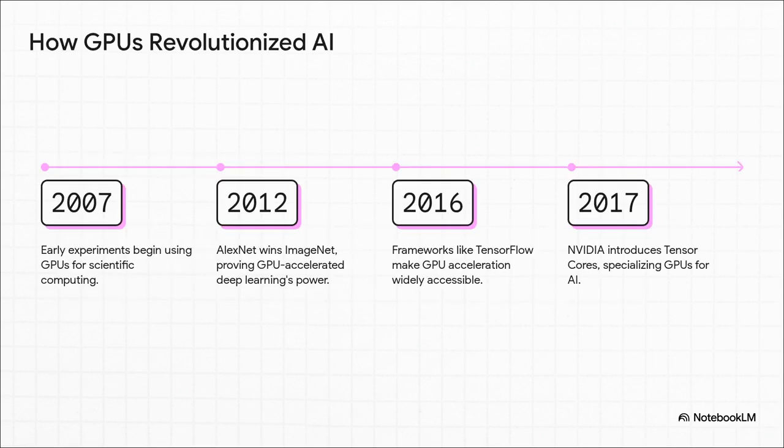You know, it's not an exaggeration to say that the whole AI boom we're living through was kicked off by the GPU. The real aha moment came in 2012. An AI model called AlexNet, running on GPUs, just absolutely demolished the competition in a huge image recognition contest.